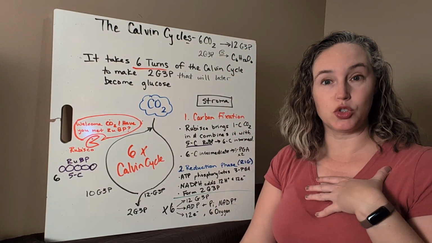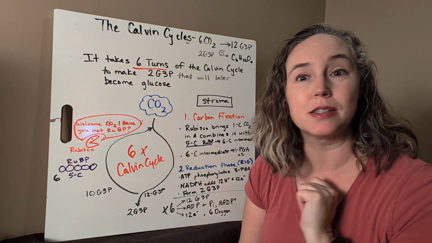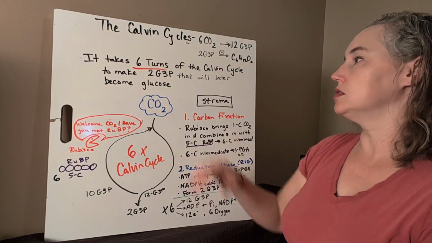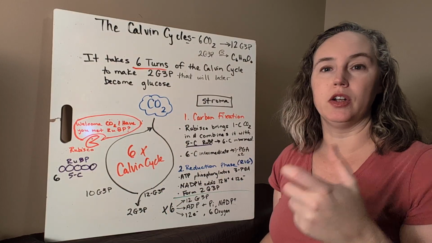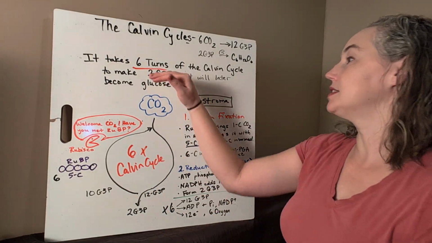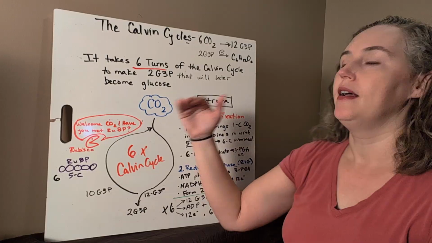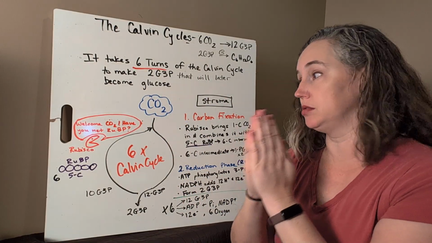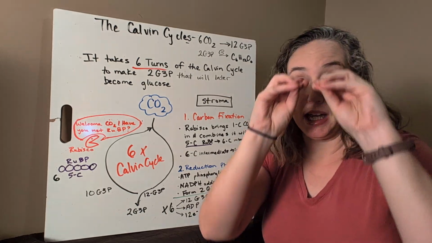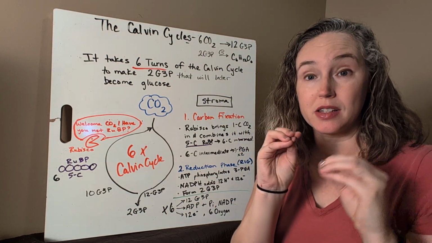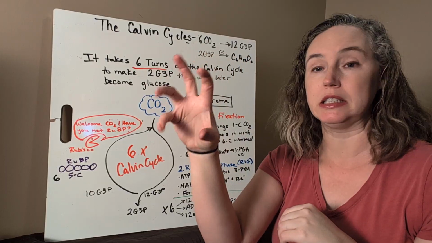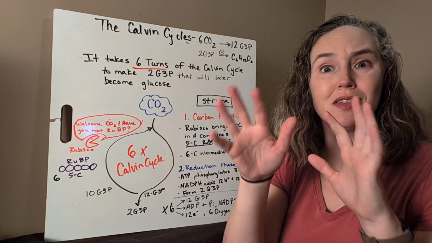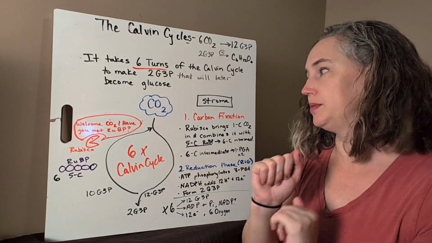As we know, Miss Parrott's drawing is limited, but I'm going to do my best to explain. So, again, it takes 6 turns of the Calvin cycle. Think of it like a locker. You got to turn it 6 times to make 2 G3P that will later stick together, 3 plus 3, to make C₆H₁₂O₆. This is happening in the stroma of the chloroplast. So remember, the stroma is a densely fluid-filled part of the chloroplast. It's got tons of electrons and protons and enzymes floating around.